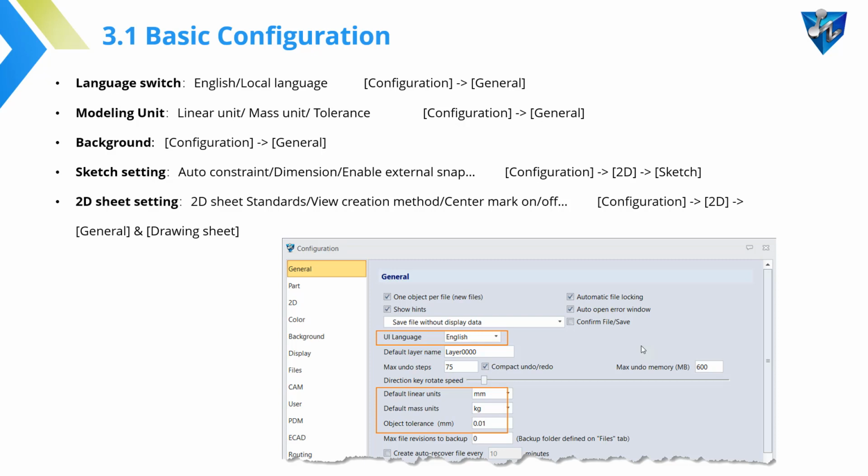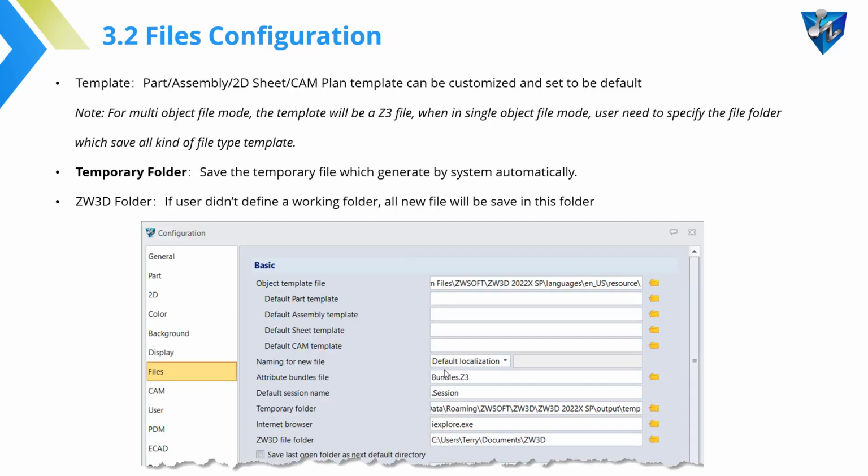Besides, you could also change the background color or display effect, as well as your sketch setting and 2D sheet setting, under the Sketch tab, General or Drawing Sheet tab separately. For the files configuration, you could also set your own template. For example, you could customize your default part template, assembly template, sheet template, or CAM template. If you define your own template, it will be set to be default.